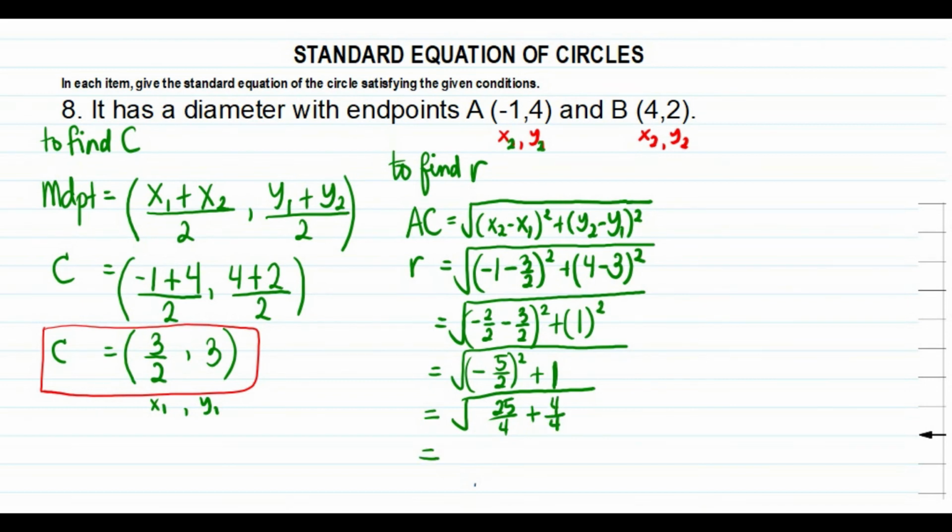And our radius is the square root of 29/4. Pwede pa nating isimplify yan, square root of 29 over 2. Pero, para hindi tayo komplikado mamaya sa pagsusolve, ito na lang yung gagamitin natin. Now, syempre, hindi pa tapos. We need to find the standard equation.